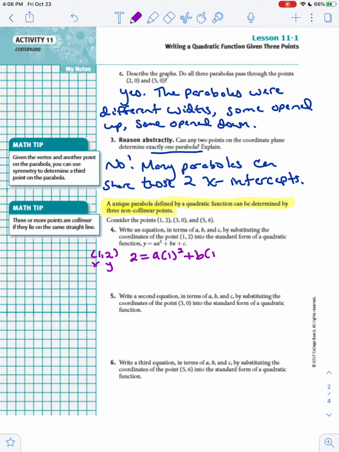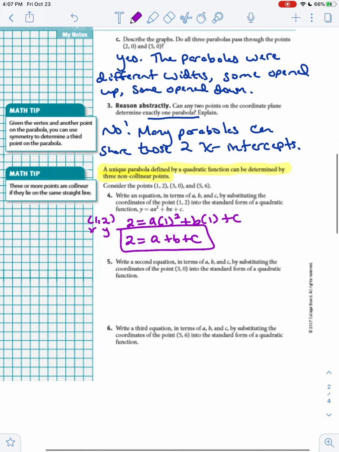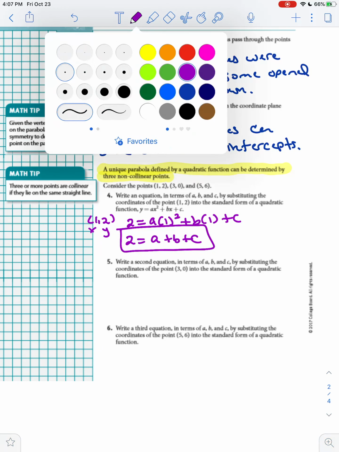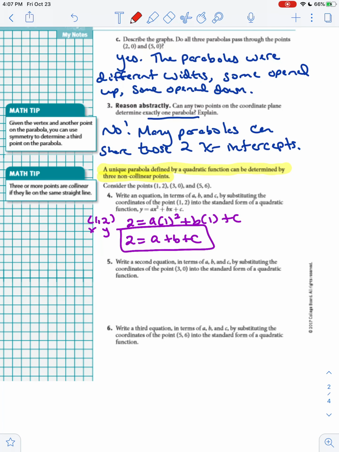So if y equals, well, we're going to put in 2 equals a times 1 squared plus b times 1 plus c. And if we simplify it down, we get 2 equals a plus b plus c. All right, hang on to that. We're going to need that in a few minutes.